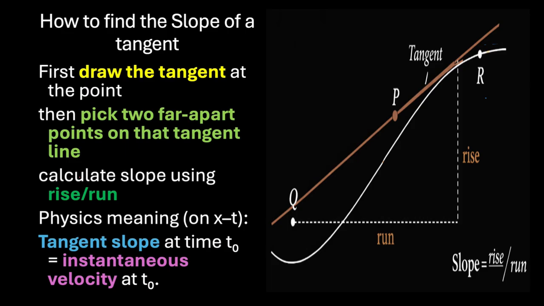Now, how do we find the slope of a tangent? Draw the tangent at this point. Pick two far points on the tangent. We just saw this in detail, right? And what is the slope of the tangent at that time t0? It is the instantaneous velocity at t0.